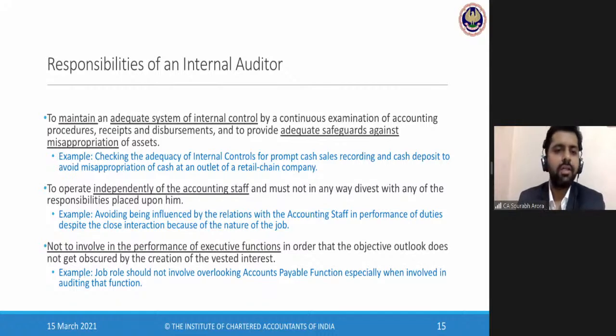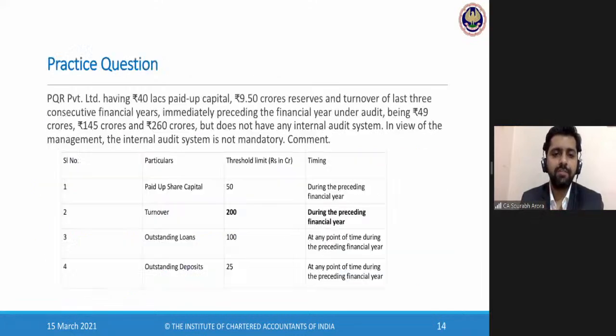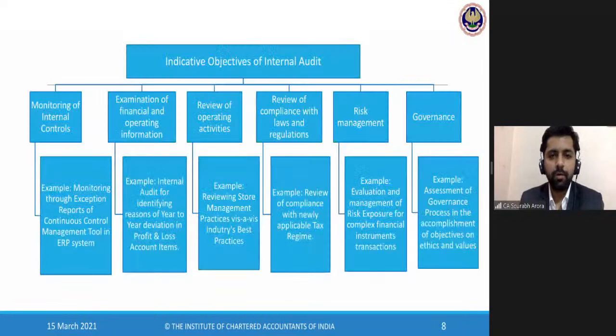So first of all, it is to maintain an adequate system of internal control. So wherever the internal auditor term is used, remember to use the internal control as well. This is a complementary term, and the basic duty of an internal auditor, as we have seen in the indicative objectives of internal audit as well, is to monitor the internal controls.